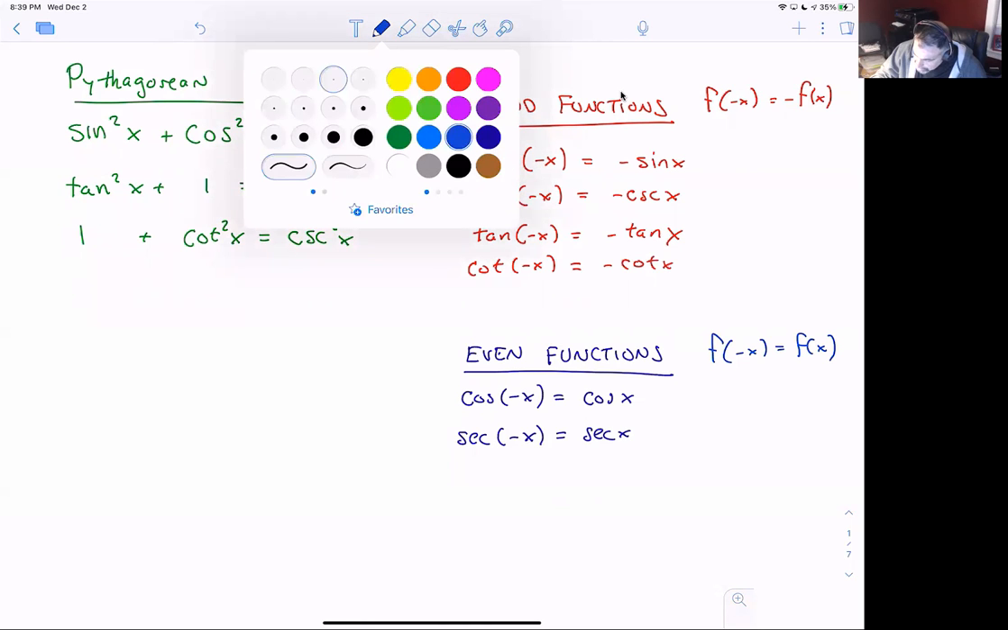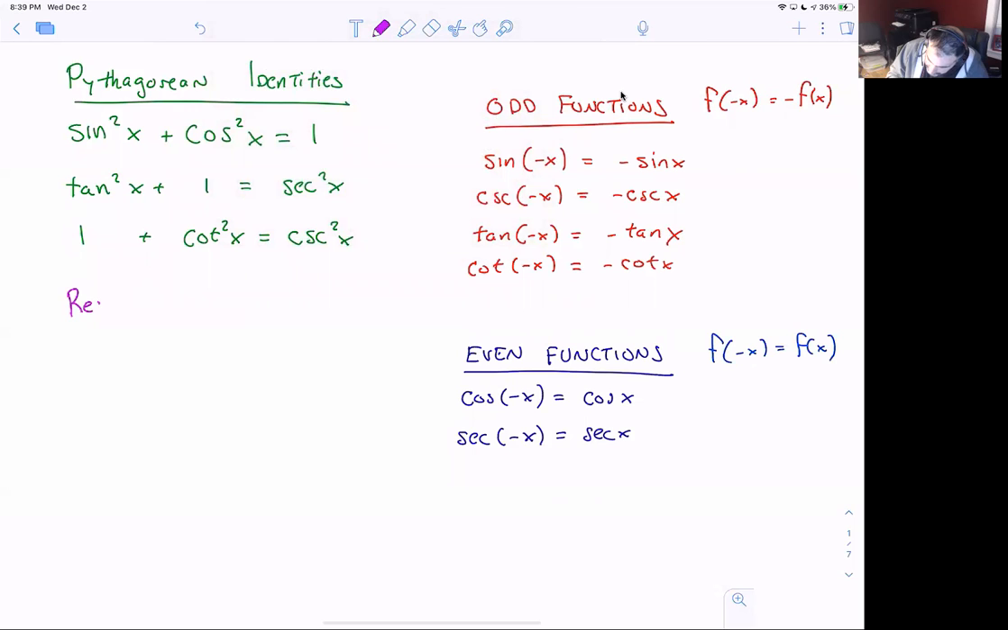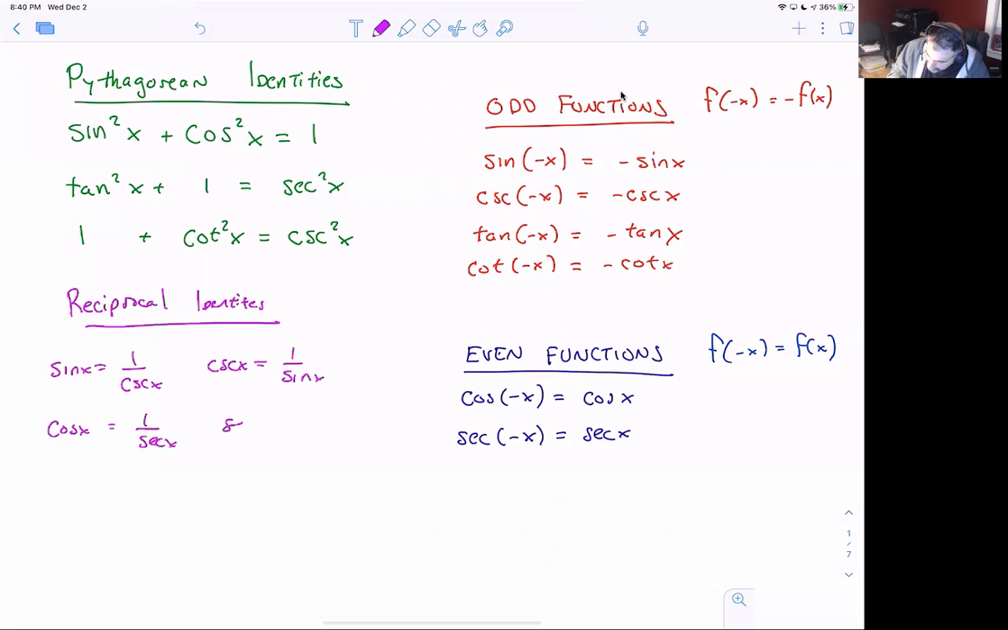One other set of identities that I want to remind you of are the reciprocal identities. I actually refer to these as just the trigonometric definitions, but this is how you can rewrite all the trig functions. We've listed these before. Sine x is the same as 1 over cosecant. Likewise, cosecant will be the same as 1 over sine. Cosine is the same as 1 over secant, and secant will be the same as 1 over cosine. So these are reciprocal pairs. And then, of course, tangent is the same as 1 over cotangent, and cotangent will be the reciprocal, 1 over tangent.